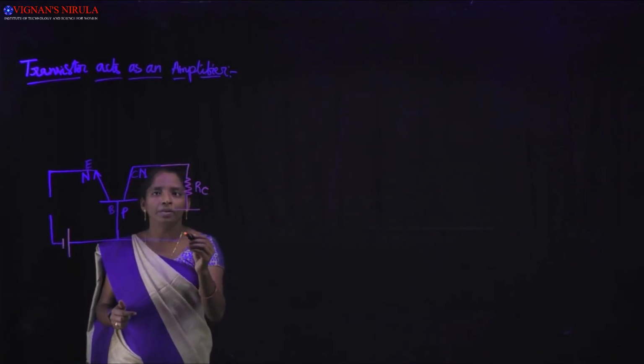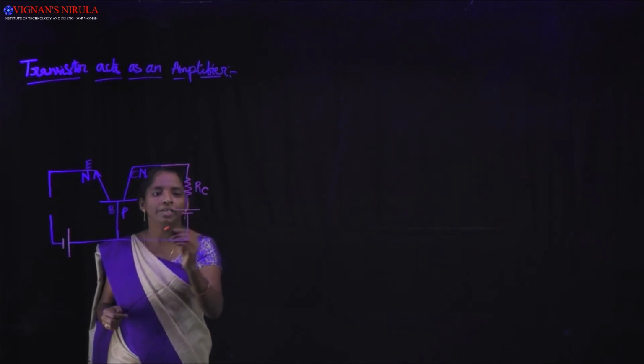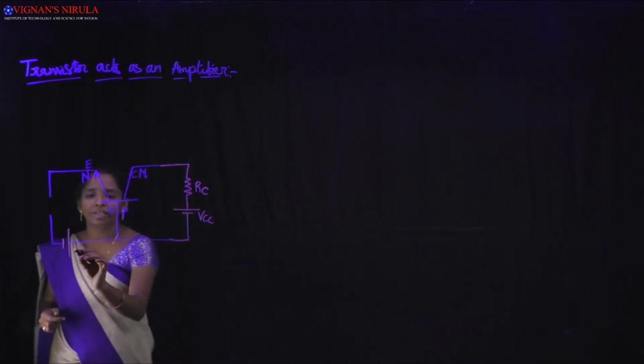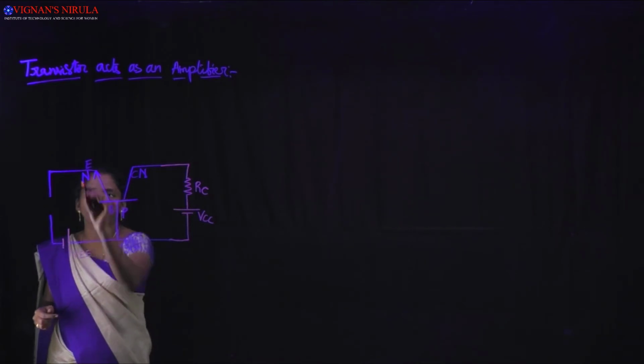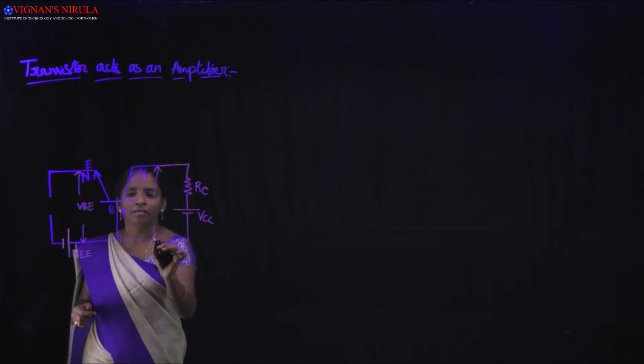So between the collector and base, I connect the positive terminal of the battery to the collector with respect to the base. This voltage is known as VCC, and this voltage is known as VEE. The voltage between emitter and base is called VBE, and the voltage between collector and base is called VCB.